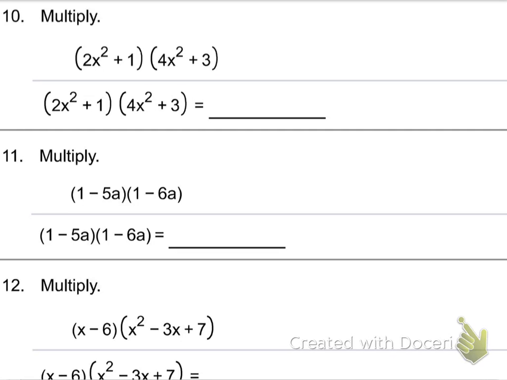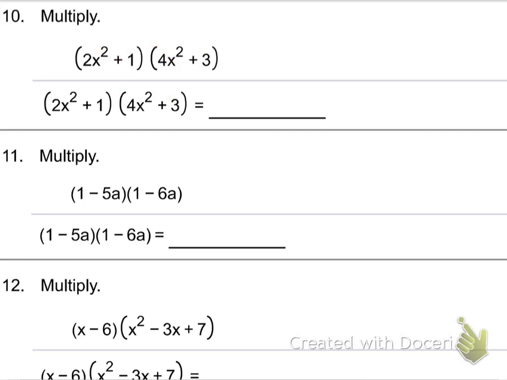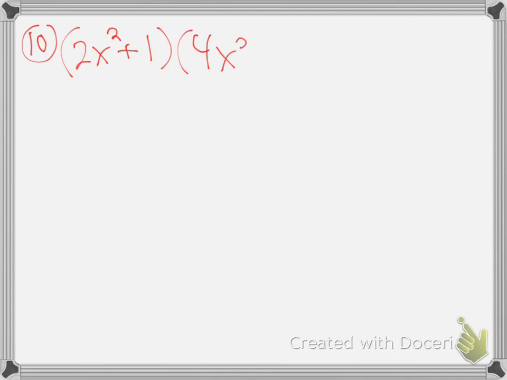Let's try number 10. So multiply that. First to both, second to both, or FOIL. In fact, let me just rewrite it. 2x squared plus 1, times 4x squared plus 3. Okay, so multiply that. First to both, second to both. Or FOIL.